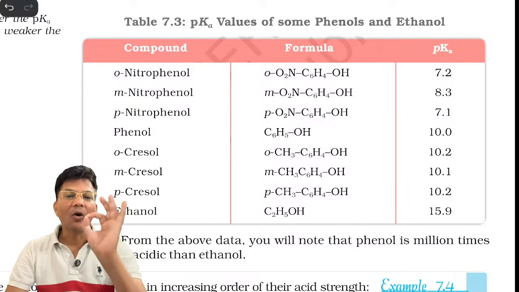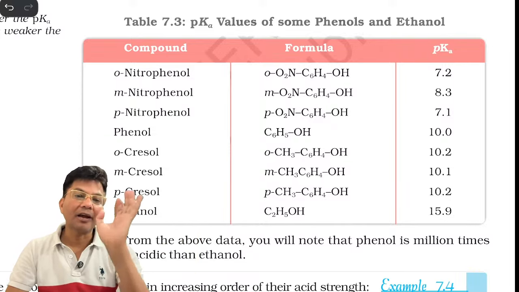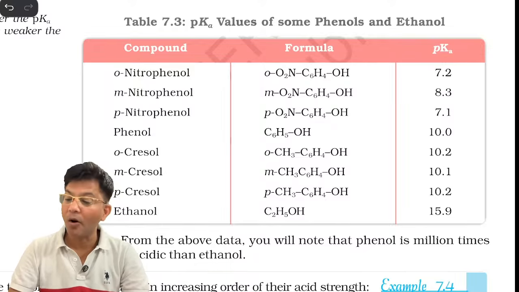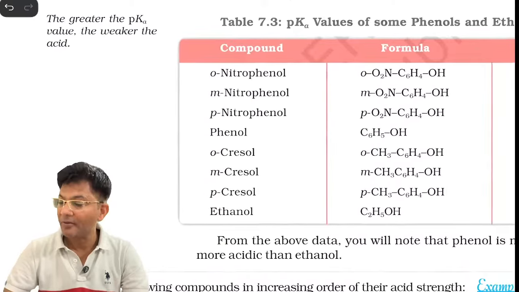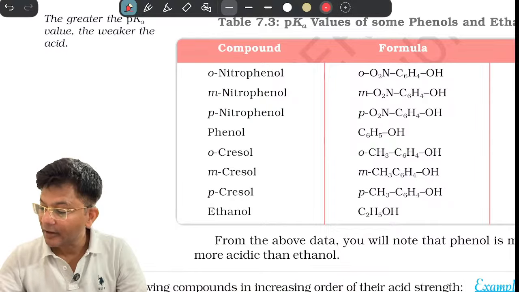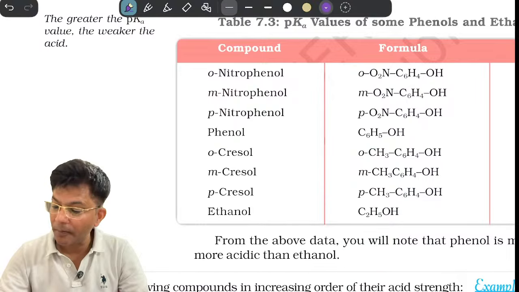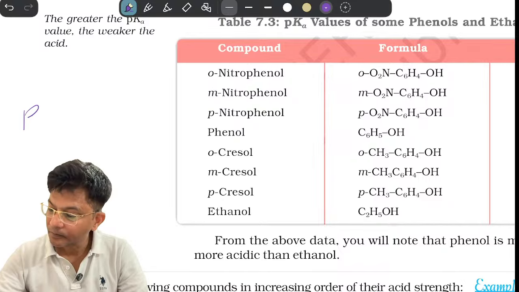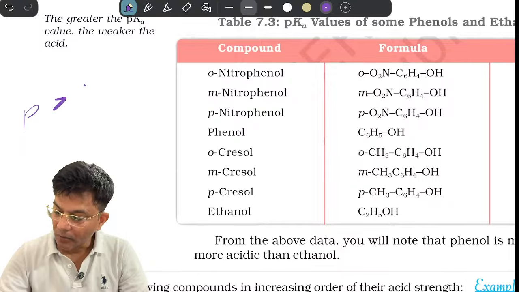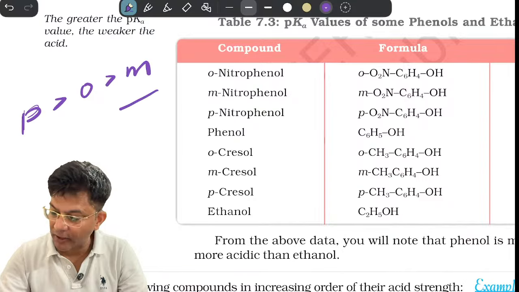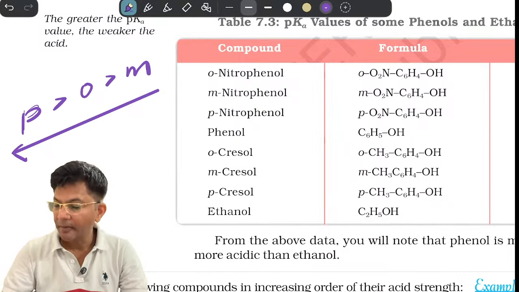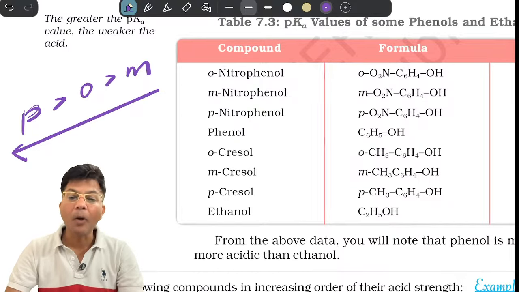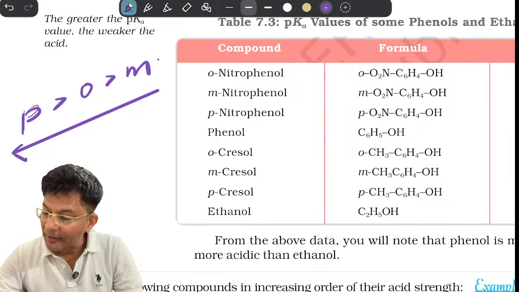Always remember pom, pom, papa, pom: para, then ortho, then meta-nitrophenol. The trick is pom, pom, papa, pom: para, ortho, then meta, and then phenol. This is the acidic strength order, okay? Always remember that: para, ortho, meta, and then phenol.